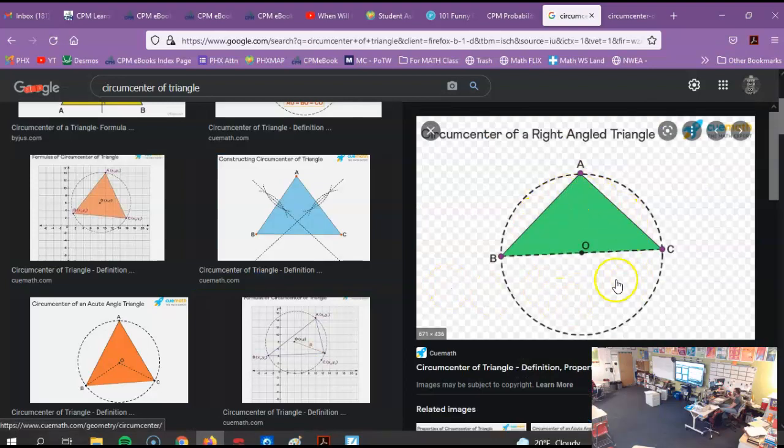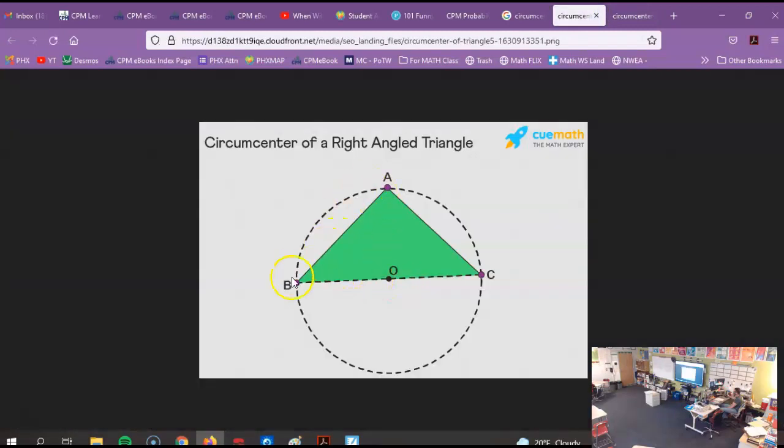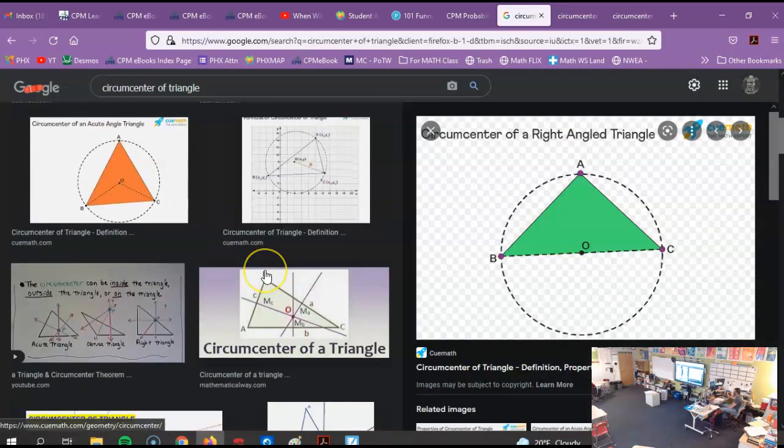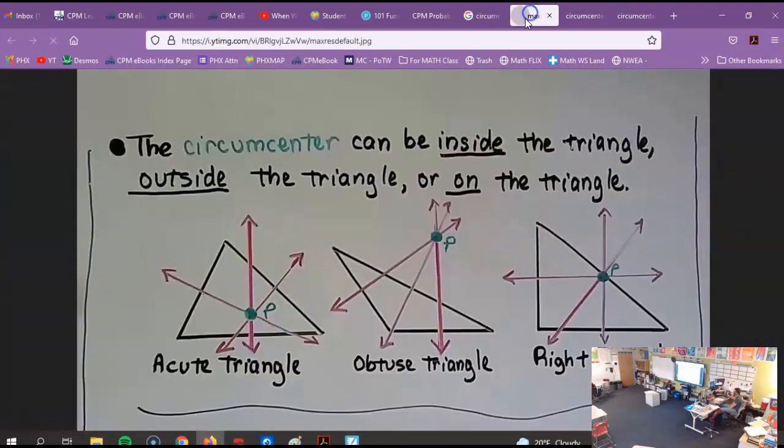What sort of triangle would make a circumcenter that looks like this? A right triangle. So if it's a right triangle, it's on the line. If it's obtuse, it's outside. If it's acute, it's inside. So the circumcenter can be in the triangle, outside the triangle, or literally on the hypotenuse. Your circumcenter can be anywhere. Now your incenter, that will be in the triangle.